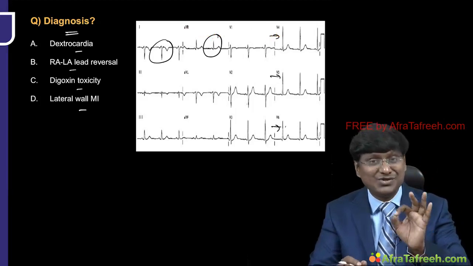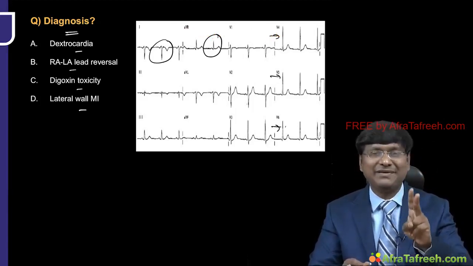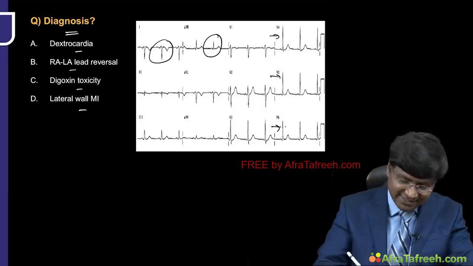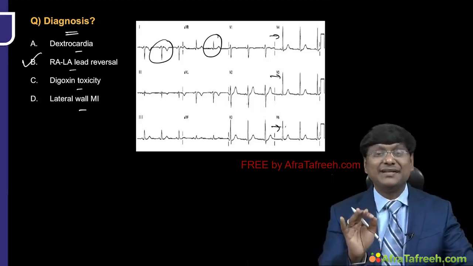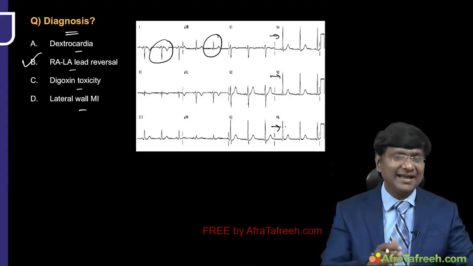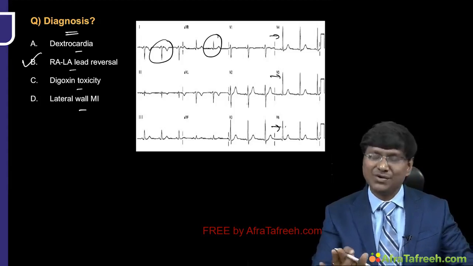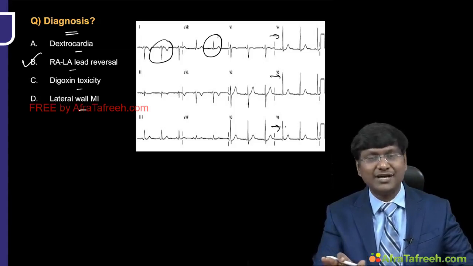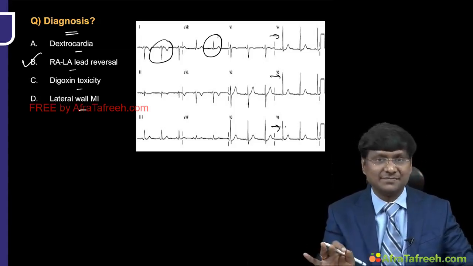So the presence of normal R wave progression with global negativity in lead 1, and dominant R wave in AVR, all these are suggestive of right arm, left arm lead reversal. Okay, so in RA and LA lead reversal also you will have dominant R wave in AVR, global negativity in lead 1, but poor R wave progression will not be there. Okay, so this is about the right arm, left arm lead reversal, right?